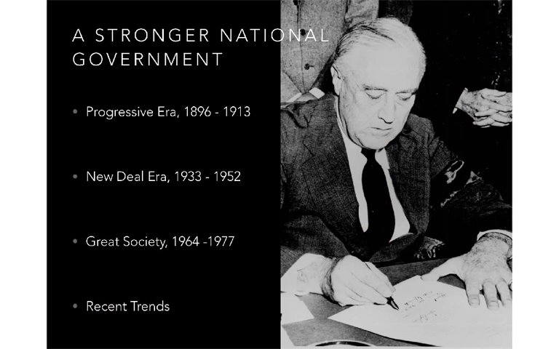Now, over time, in this relationship of which of these branches is going to have more power, the national government has slowly but surely increased in power. And we're going to take a look at some of these eras that have marked this trajectory of power increasing for the national government. And we're going to start with the first big era of shift, which is the Progressive Era, 1896 to 1913.